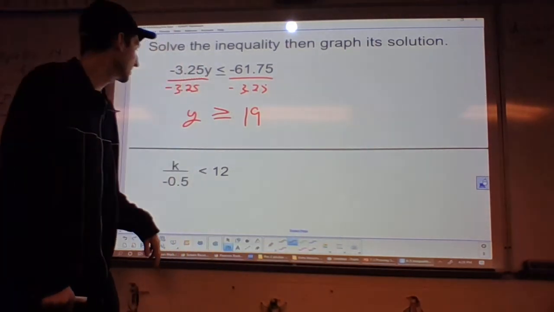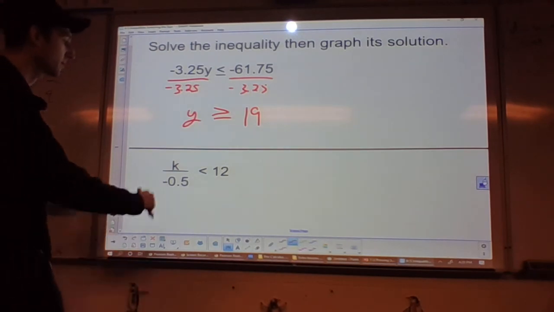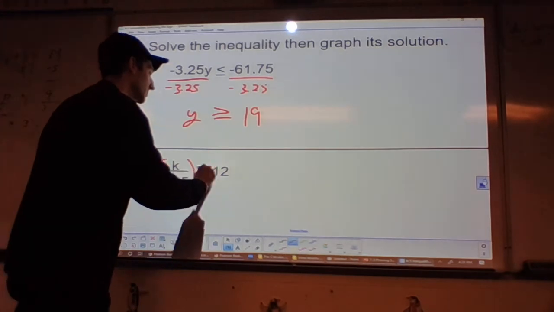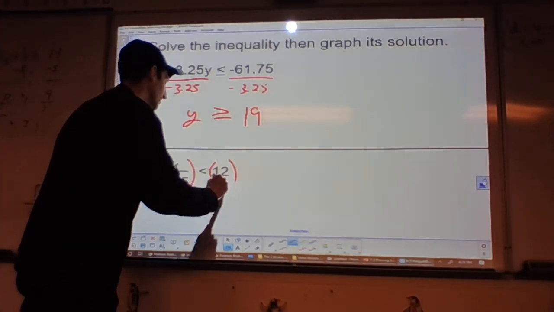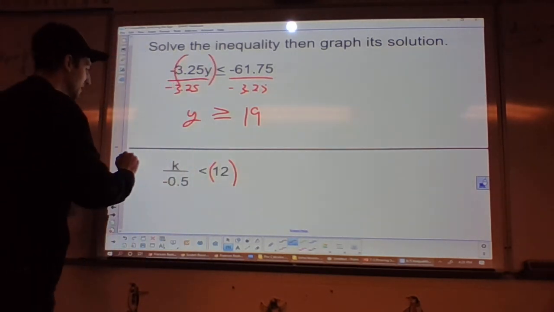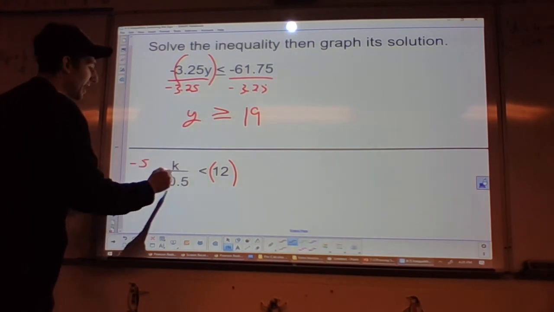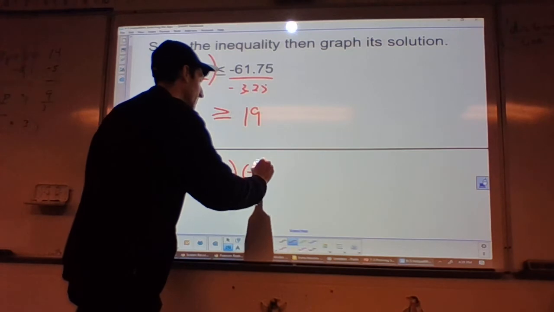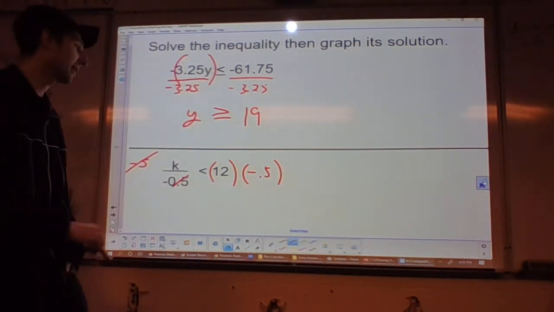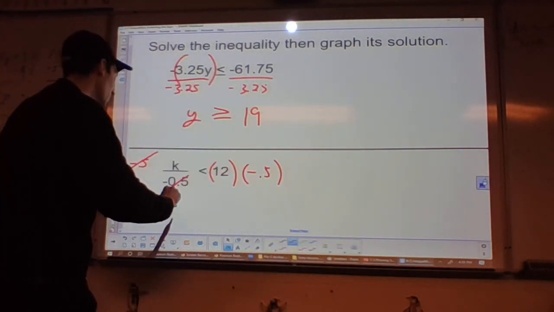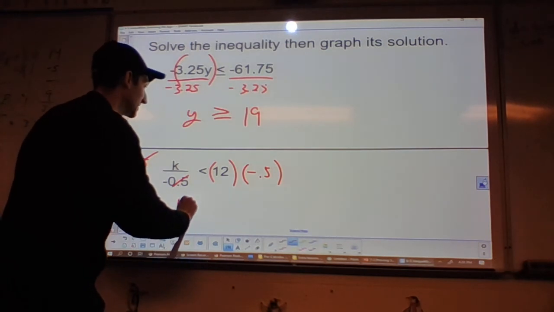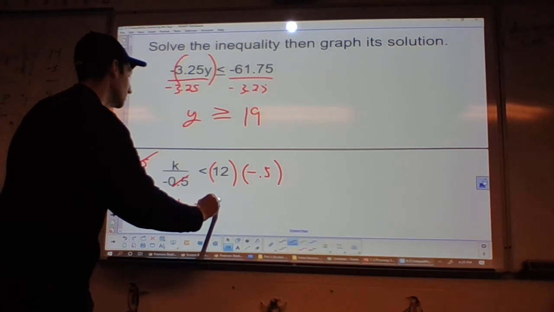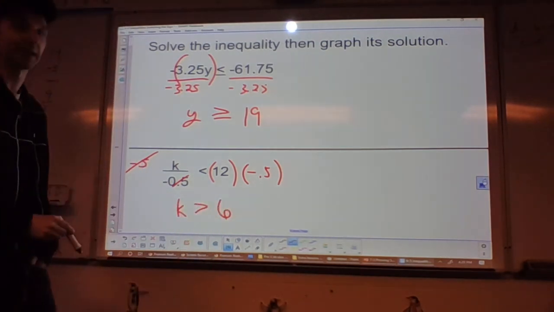Okay, this one right here, let's see. Flip or not flip? This one, another case where you're going to flip because you're multiplying both sides by -0.5 to undo the division. So multiply both sides by -0.5. Okay, and that's basically taking half of 12, so that's going to be 6. Okay, half of 12 is 6, and so you now have k is greater than 6.